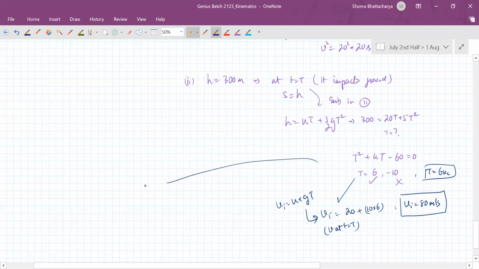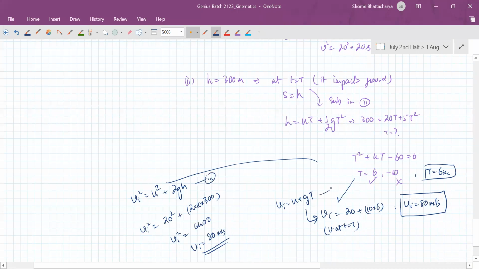Or alternately, you can also use this, that v impact square is equal to u square plus 2gh. See this also. Now it's a speed, no? It's the magnitude of a velocity. So we won't take the negative root, we just take the positive. This is from the third equation of motion. This is from the first equation. So I have all these options.